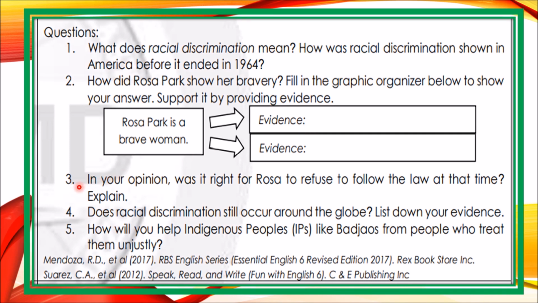For the third question, in your opinion, was it right for Rosa to refuse to follow the law at the time explained? In your own opinion, was it right for Rosa to refuse to follow the law? So what do you think? Yes or no? Why? You have to explain. This is only your opinion, so you have to explain your opinion. We have different opinions, so you can answer here in your own opinion.